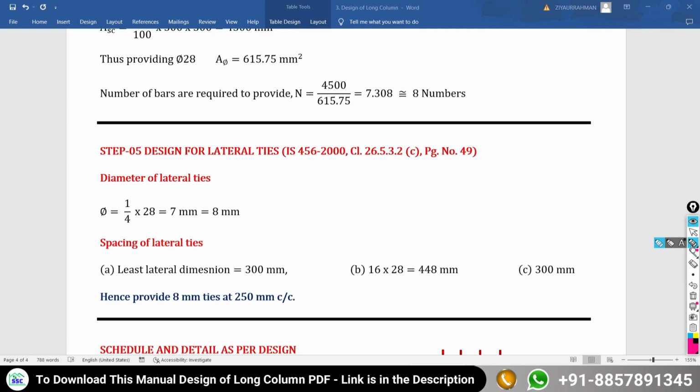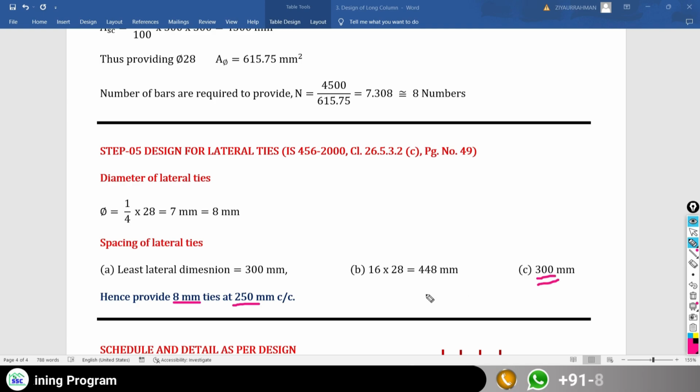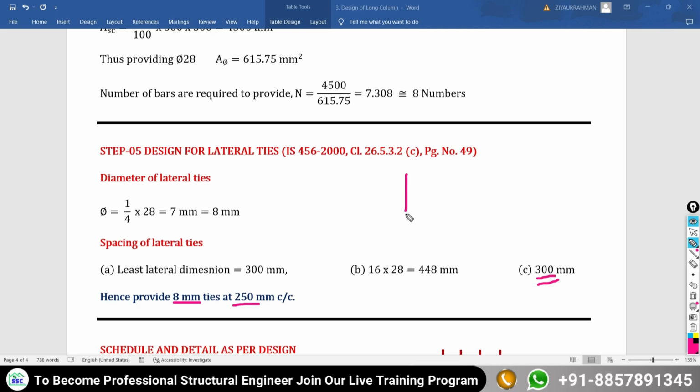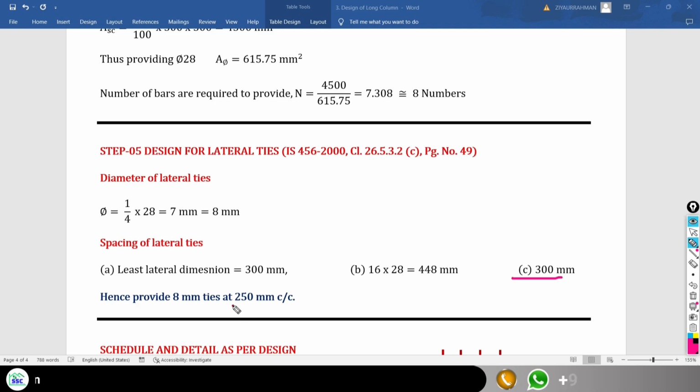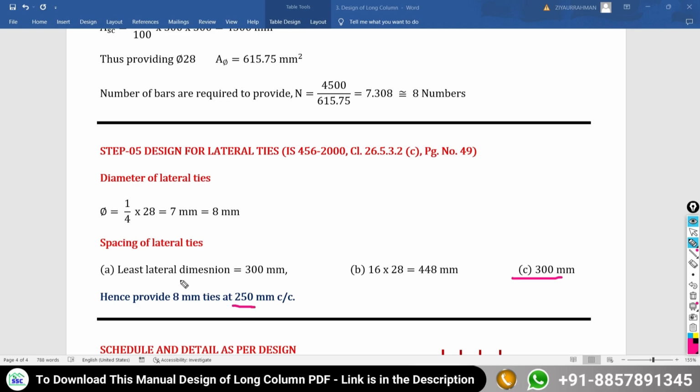So here I am going to consider the 8 mm diameter of bar at a spacing of 250 mm. Actually you can provide 300 also, but for safety I am going to provide the lateral ties at closer spacing. So more rings and more reinforcement will be there, so our design will be more safe. Taking 300 will also be okay, but for safety I am going to take 250 mm center to center. So this is the design for the lateral reinforcement.